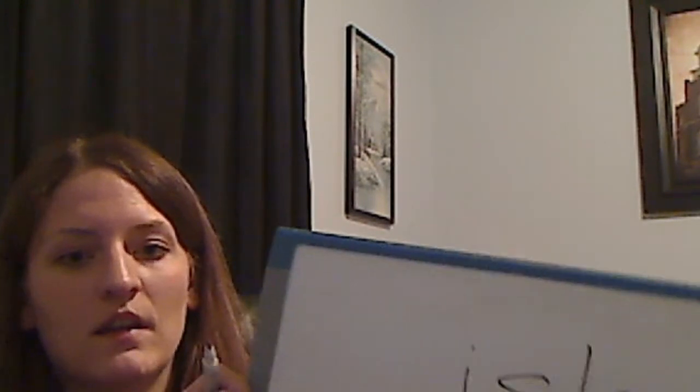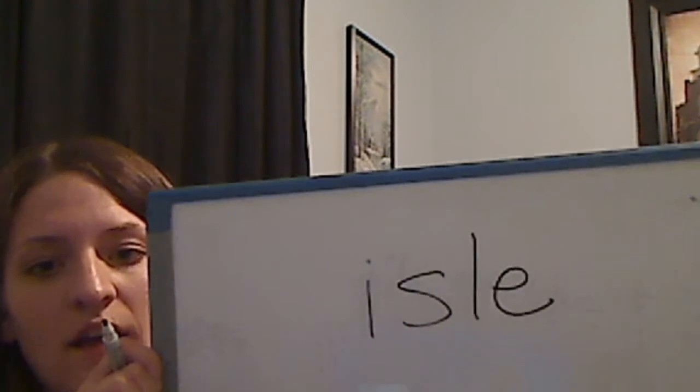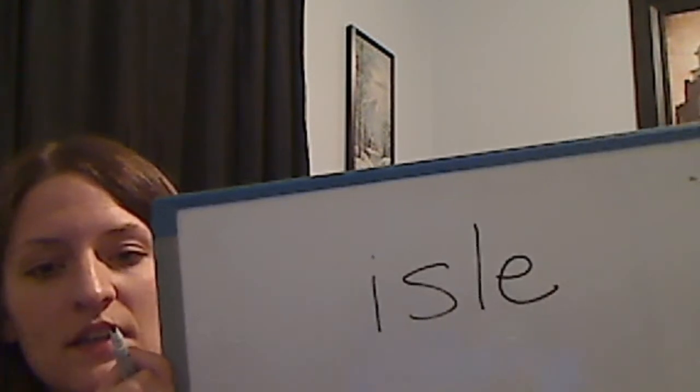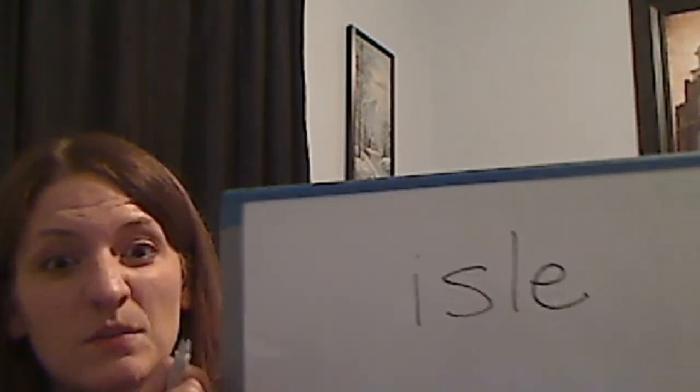Your next spelling danger, aisle. We had a picnic on a small aisle in the middle of the lake. Aisle. I-S-L-E. This one means a small island.